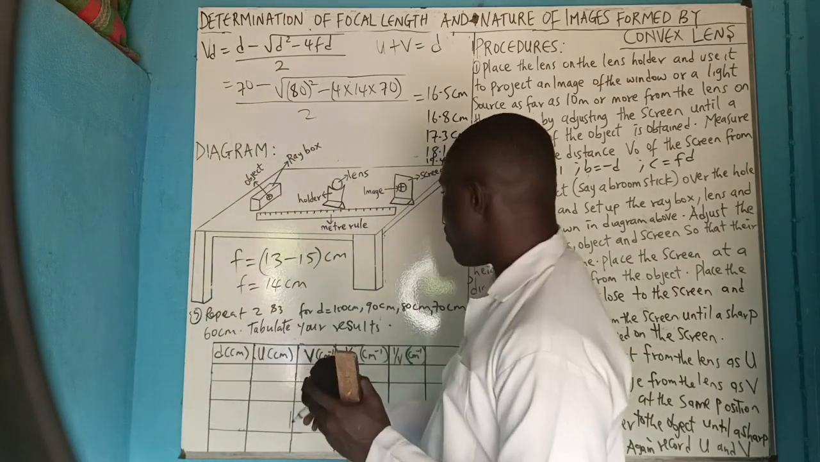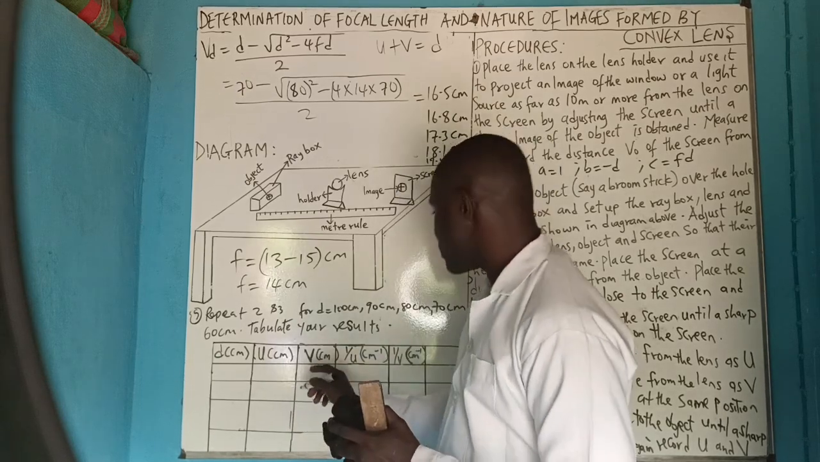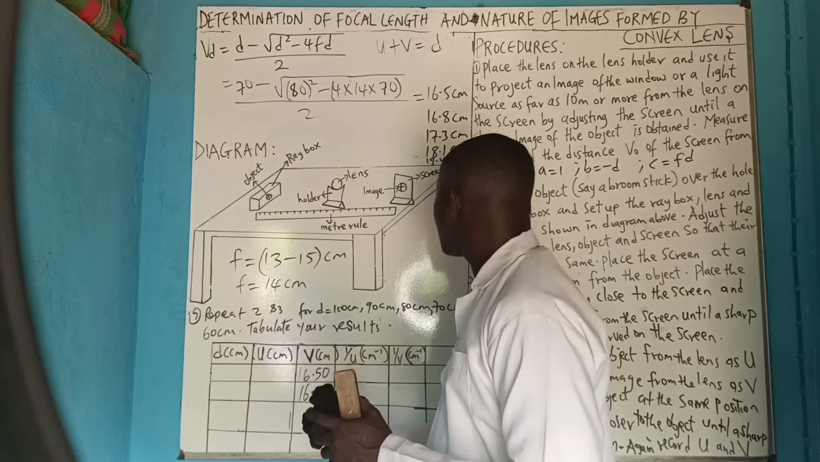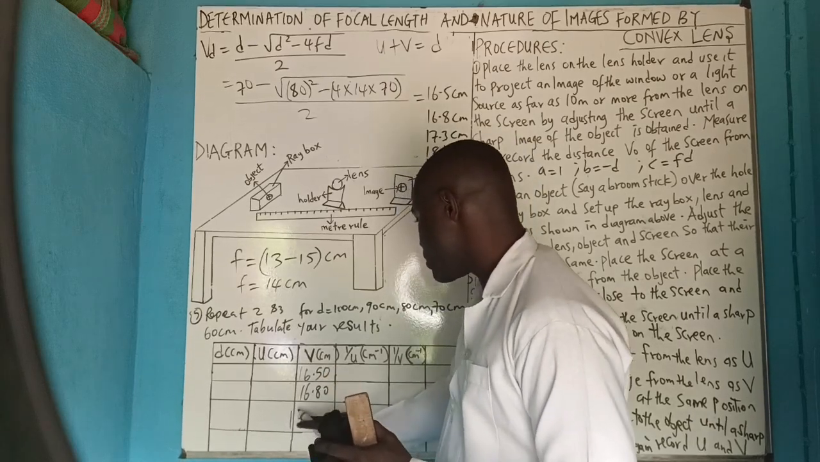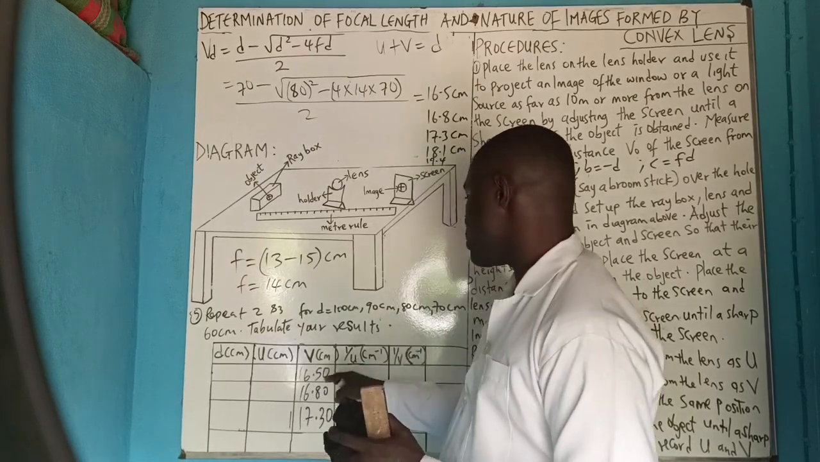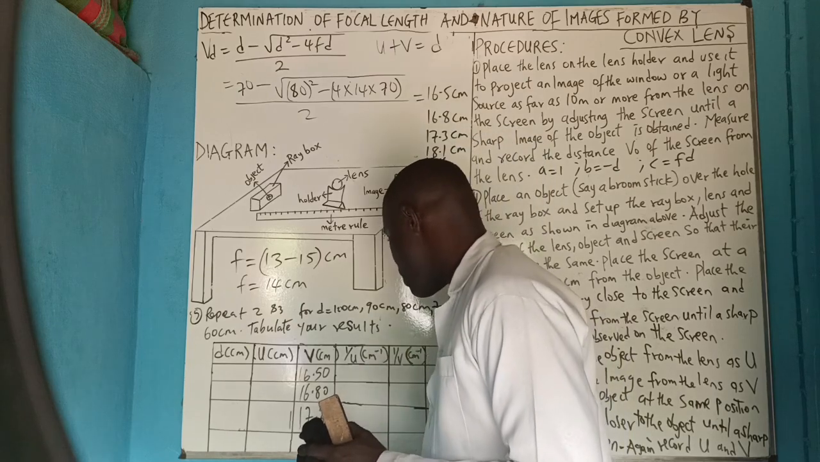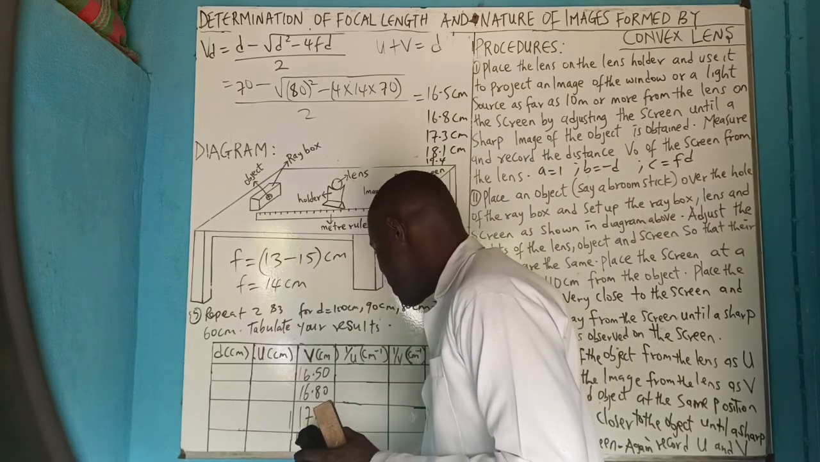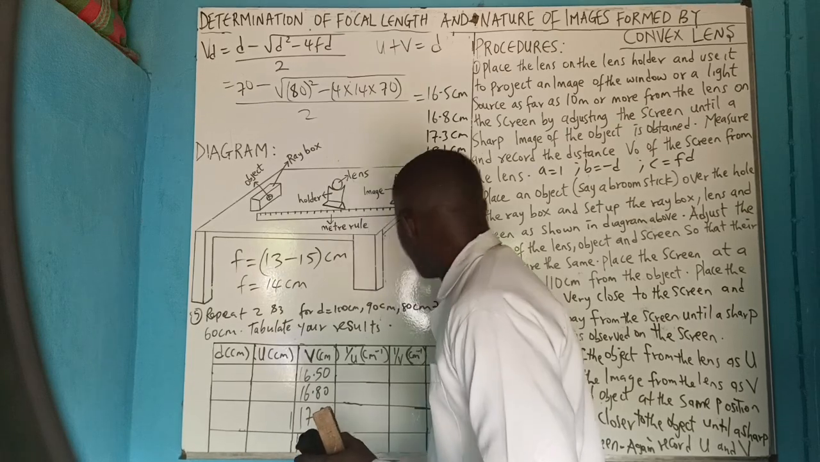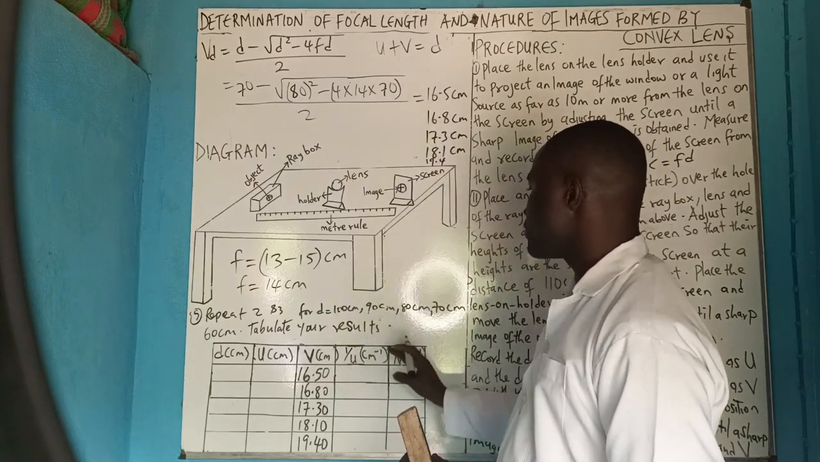So we fill our what? V D. We fill it. Our V is 16.50, 16.80, 17.3, then 18.10, and what? 19.40.